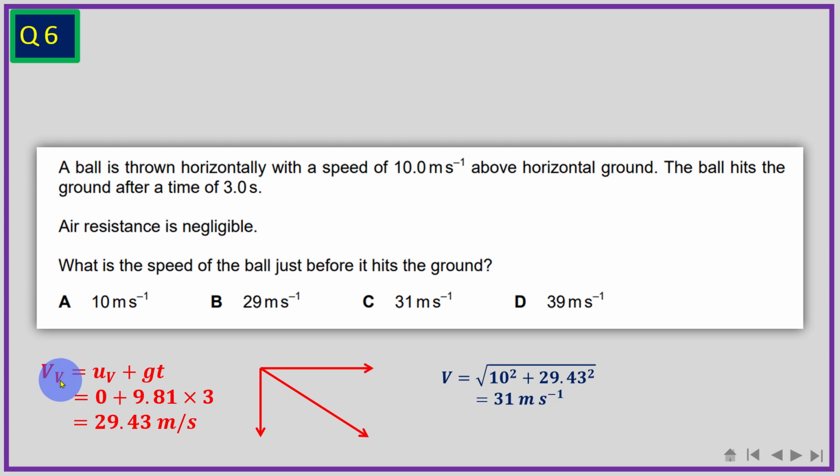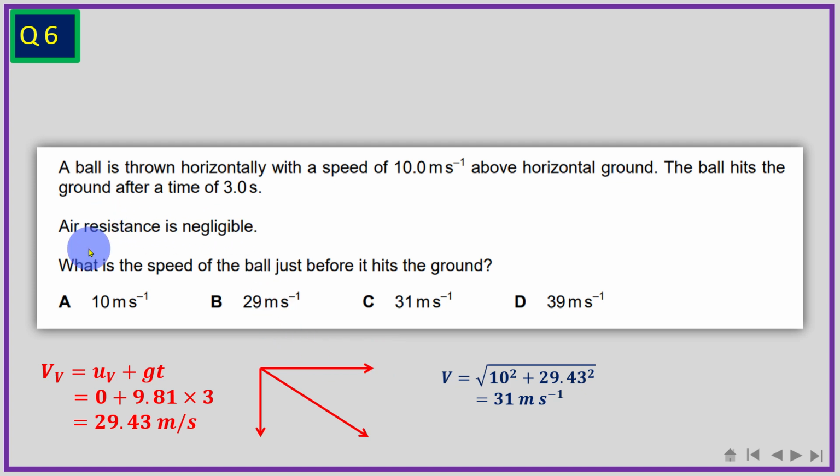That's why when we say v equals u plus at vertically, we must say this: the final velocity vertically is equal to the initial velocity vertically plus at. Although the ball has an initial speed horizontally of 10 meters per second, vertically its speed is 0. Therefore, by that we get the vertical velocity is 29.43. However, it has a horizontal velocity.